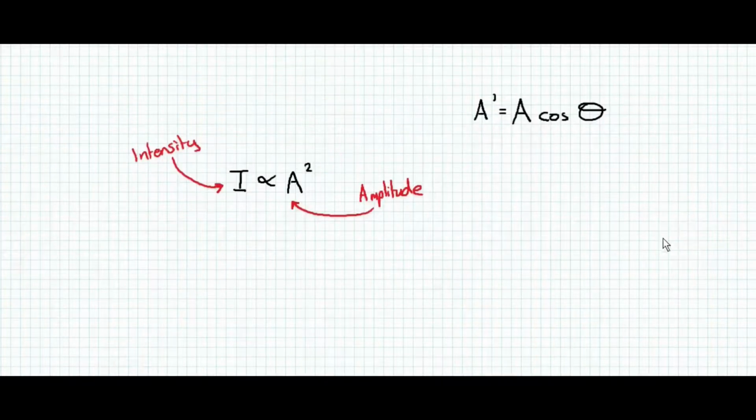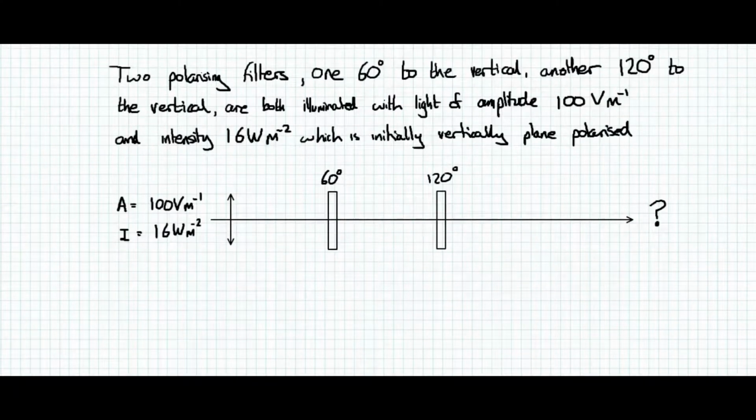We'll also need to remember our equation for intensity and amplitude, which was covered in section D1 in your Isaac Physics book. If our amplitude halves, then our intensity will in fact go down by a quarter, because our intensity varies as the square of the amplitude. So let us have a look at a question.